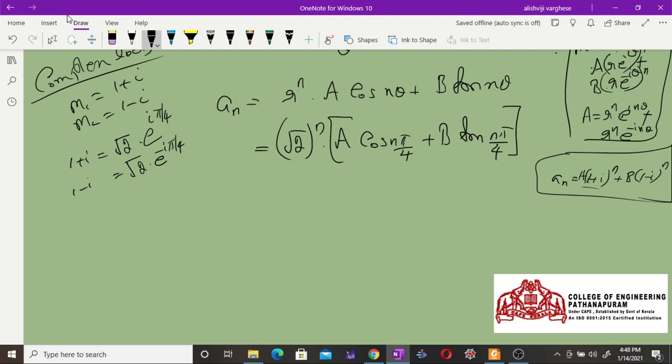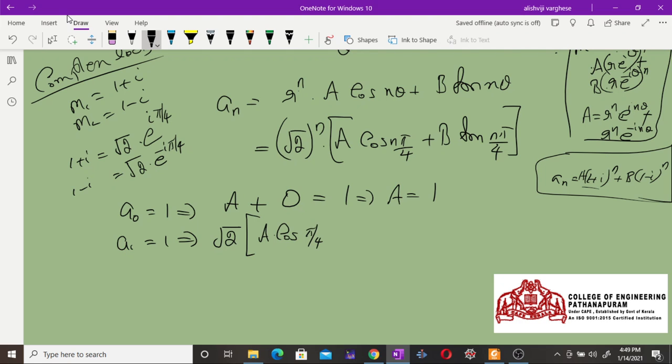Anyhow, using the initial conditions, a_0 is equal to 1, which means substituting n is equal to 0 in this expression, root 2 raised to 0 is 1, a into cos 0, which is 1, plus b into sin 0, which is 0, is equal to 1, means a is equal to 1. And by substituting a_1 is equal to 3, or n is equal to 1, we have root 2 into a into cos pi by 4 plus b into sin pi by 4.